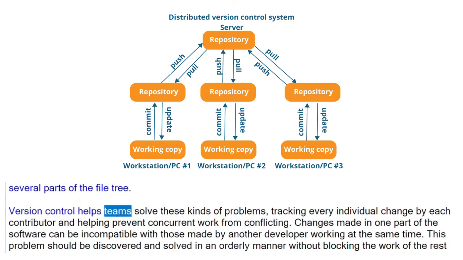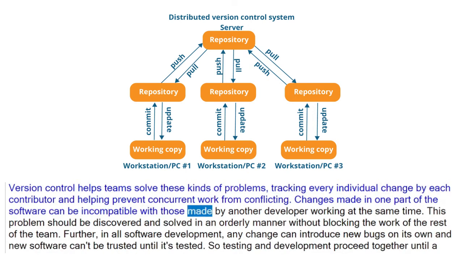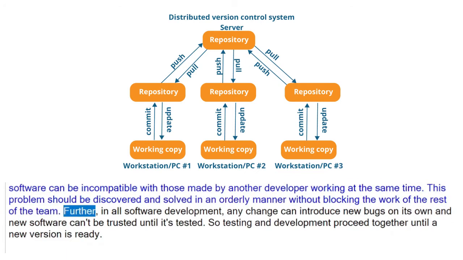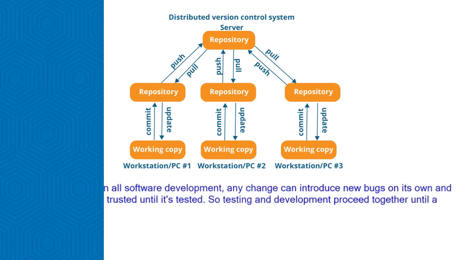Version control helps teams solve these kinds of problems, tracking every individual change by each contributor and helping prevent concurrent work from conflicting. Changes made in one part of the software can be incompatible with those made by another developer working at the same time. This problem should be discovered and solved in an orderly manner without blocking the work of the rest of the team. Further, in all software development, any change can introduce new bugs on its own and new software can't be trusted until it's tested. So testing and development proceed together until a new version is ready.